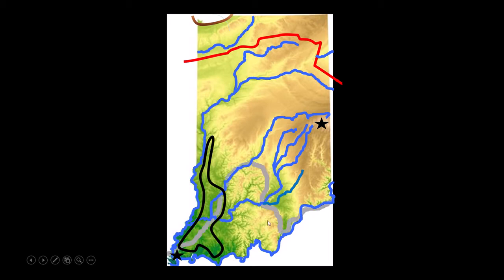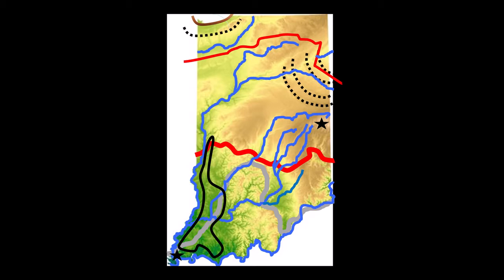I also talked about the end moraines from a previous glacier, the Illinois Glacier, and then the end moraine from the most recent glacier, the Wisconsin Glacier, that were formed along that glacial boundary. And then, of course, the subsequent retreating glacier created the recessional moraines that we see throughout northern Indiana, in cases like up around Fort Wayne, but also the moraine up in Valparaiso, in northwest Indiana.